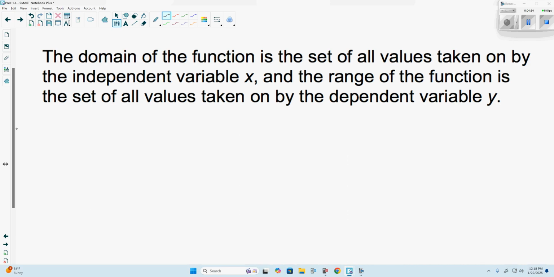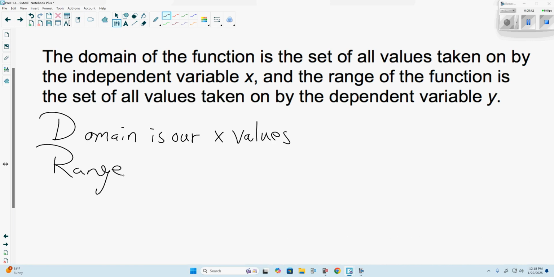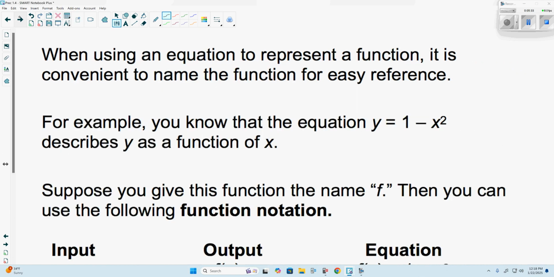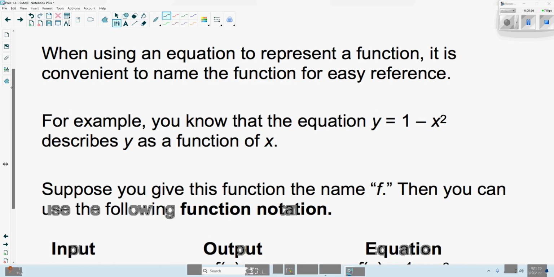The domain of the function is the set of all values taken on by the independent variable. The domain is our x values. The range is the output, our corresponding y values. The domain is the x values, the range is the y values. Domain is what we can plug into the function. The range is what we get out, and it's the set of all numbers that work for that function.